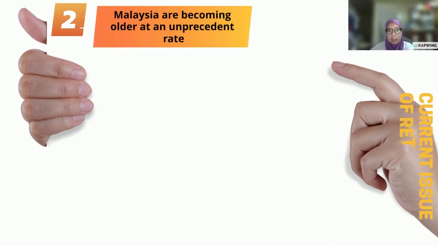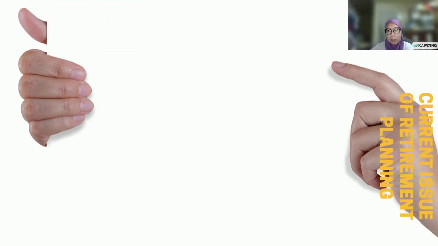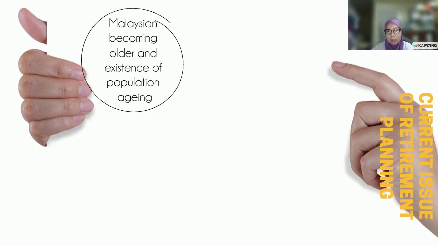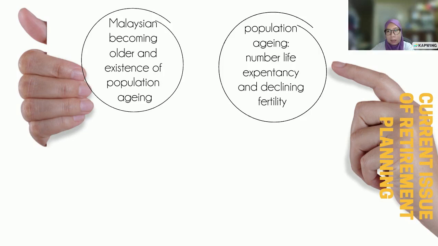Predicted rate. Retirement planning is becoming more important because of the number of Malaysians getting older and the existence of population aging. Population aging means longer life expectancy and declining fertility. Fertility is critical to the survival of human society, and when fertility falls, population decline and aging accelerate.